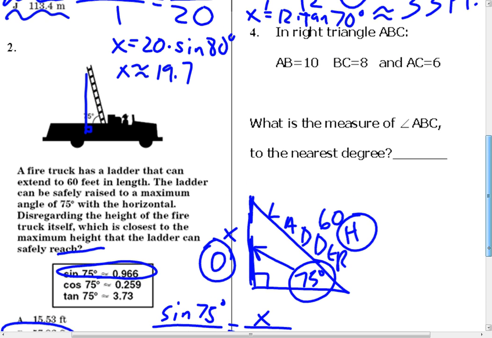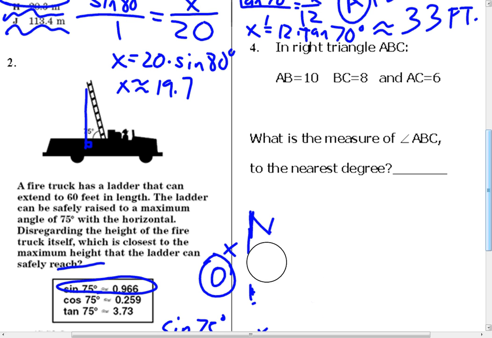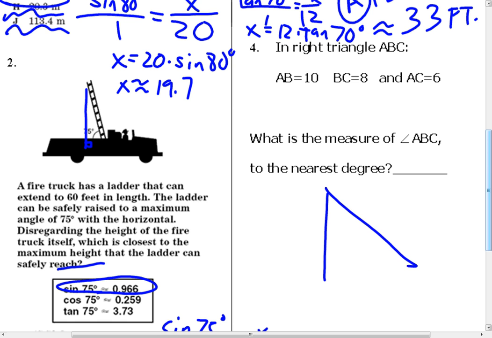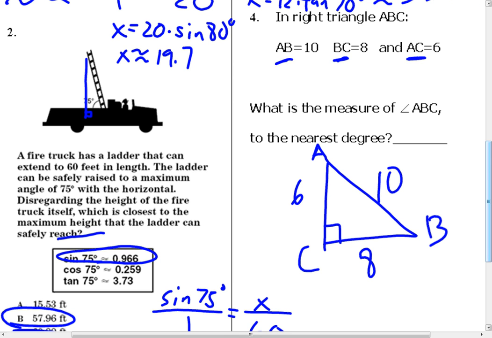For number 4, we have no drawing. So let me get rid of this. Did you make a right triangle? Did you put the 10 as the longest side? The 6 and the 8 go there. Let's see. AB. Make sure that you've actually looked at those letters. Some people are putting the legs anywhere that they want. AC is 6. So we've got to have an A and a C there. The B and the C should be on the 8.